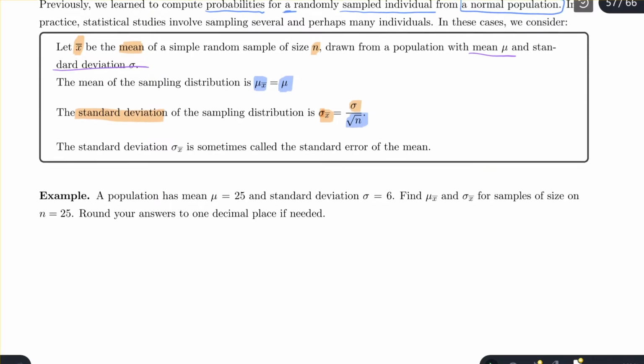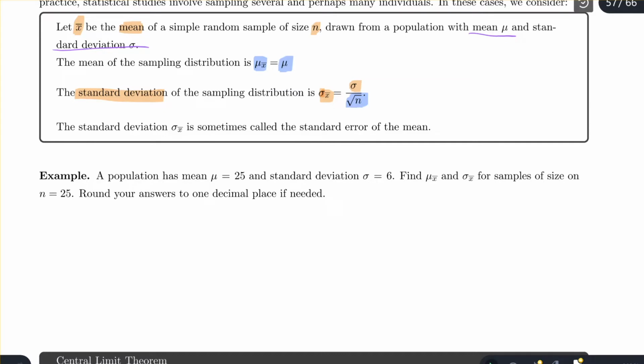So let's look at this example. A population has a mean of 25 and standard deviation of 6. Find the mean and standard deviation for the sampling distribution with a sample size of 25. Round your answers to one decimal if needed. So again, the mean from the sampling is equal to the population mean, so it's 25. However, the standard deviation is different.